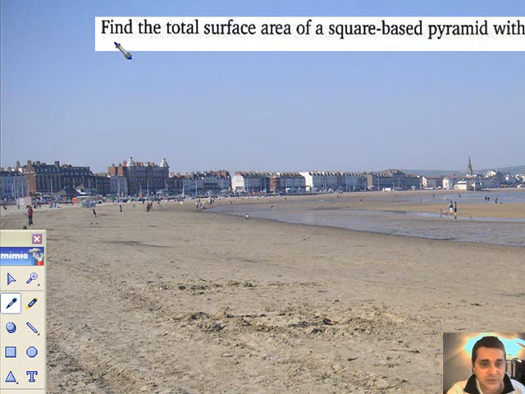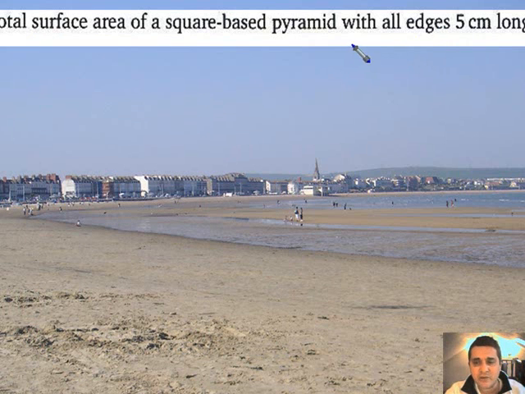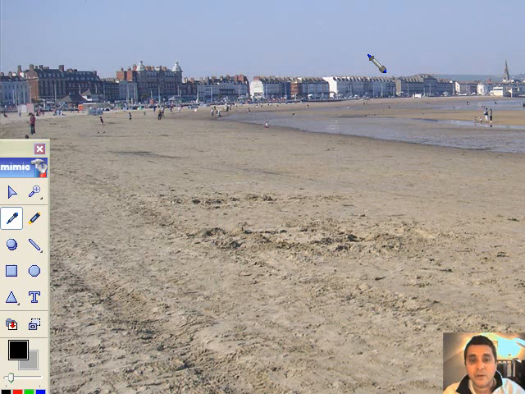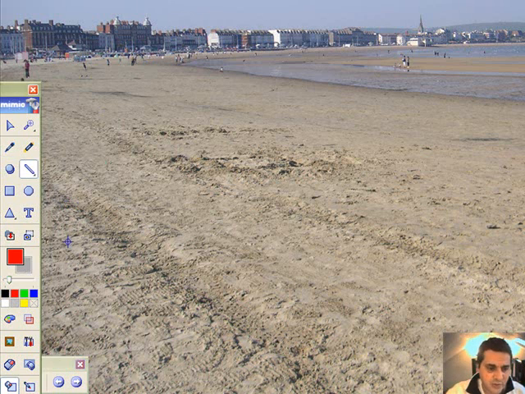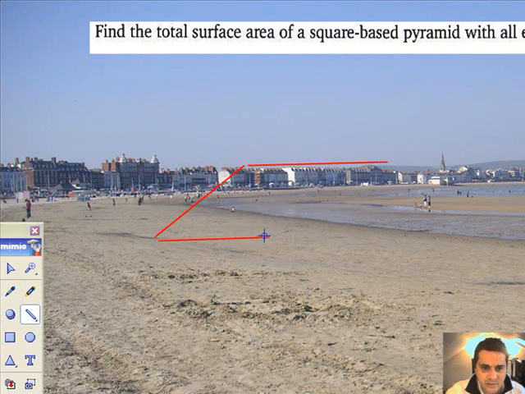It says, this is question 2, find the total surface area of a square base pyramid with all the edges of 5 centimetres long. So I'm supposed to work out the whole surface area of a square base pyramid, and I've got just one number. Well, okay, let me just try and draw it then. Try and draw it in red so it looks half decent. Does that look square enough to you?